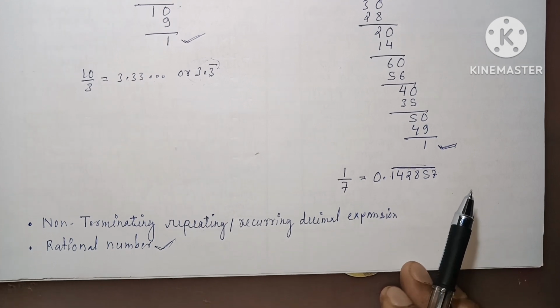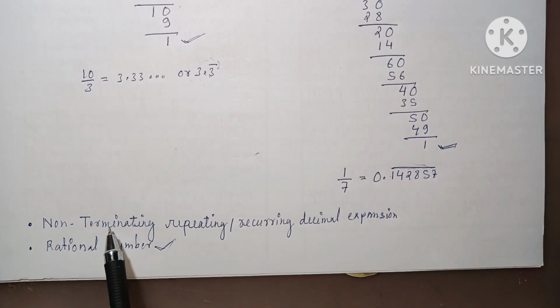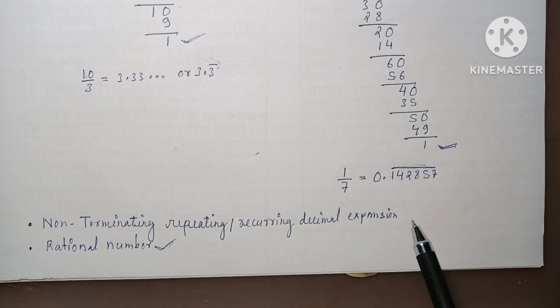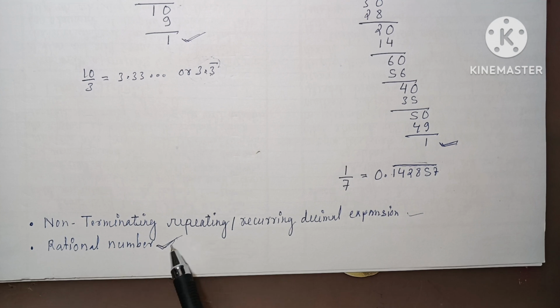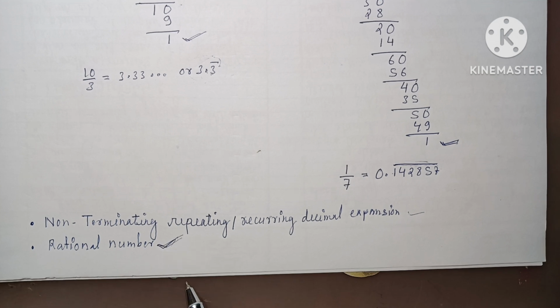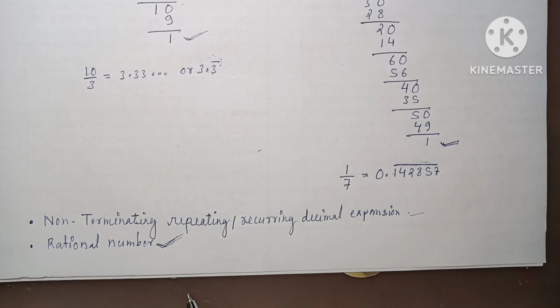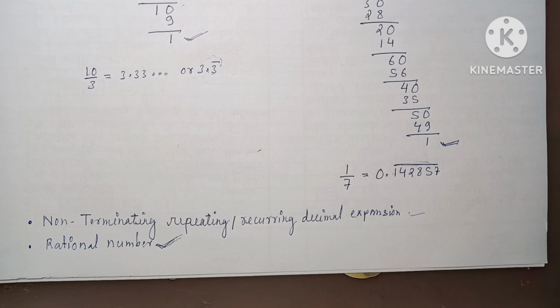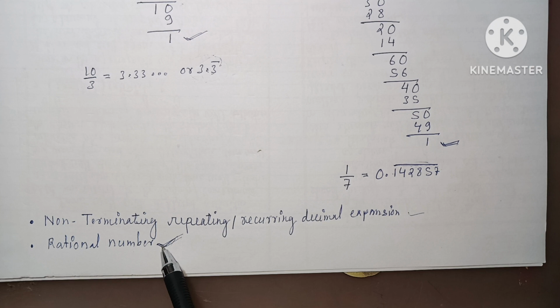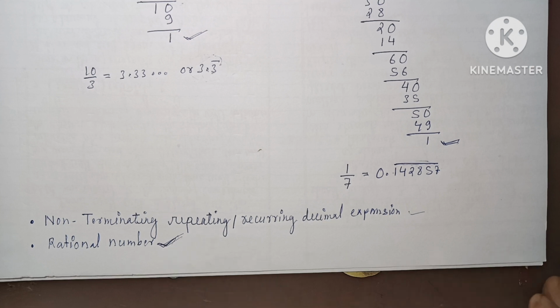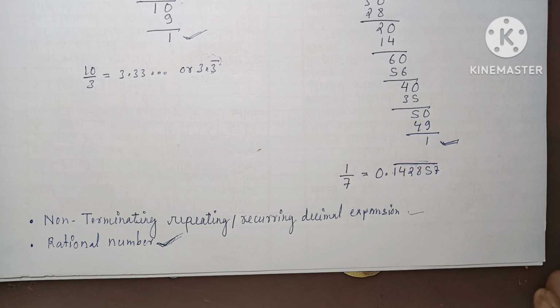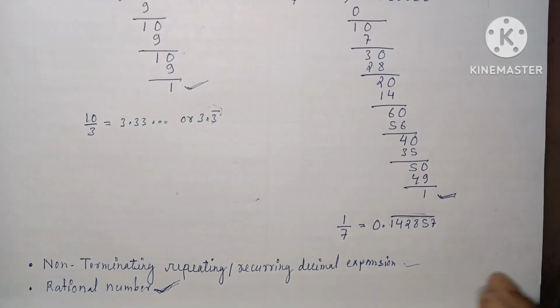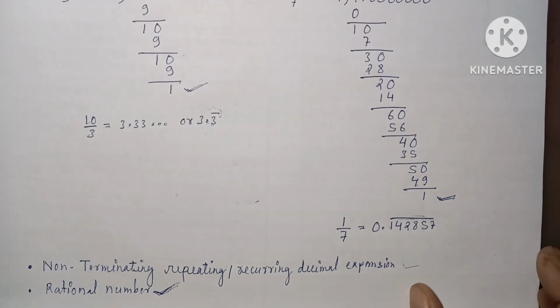If your decimal expansion is non-terminating, repeating, recurring, it is considered a rational number. If your decimal expansion is non-terminating, non-repeating, that means it is an irrational number. I hope you understand these two cases. Let's move to the next.